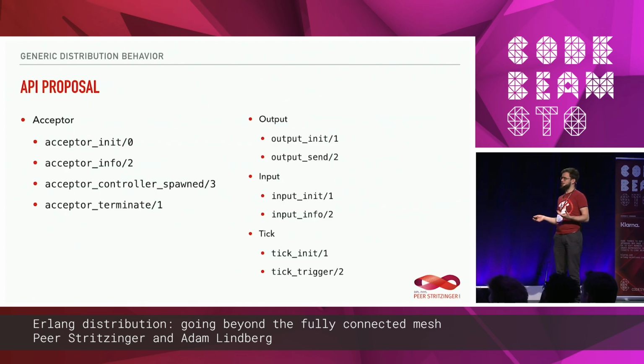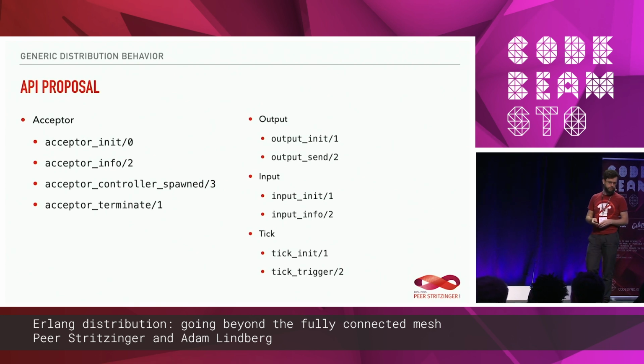And the API we're looking at right now is a bunch of callbacks, basically, for the acceptor, for the output process, the input process, and the tick process. And take away all this complexity about message passing and linking to kernel processes when you make your behavior, and just make a module which implements all these callbacks, and then we deal with all the other stuff under the hood.